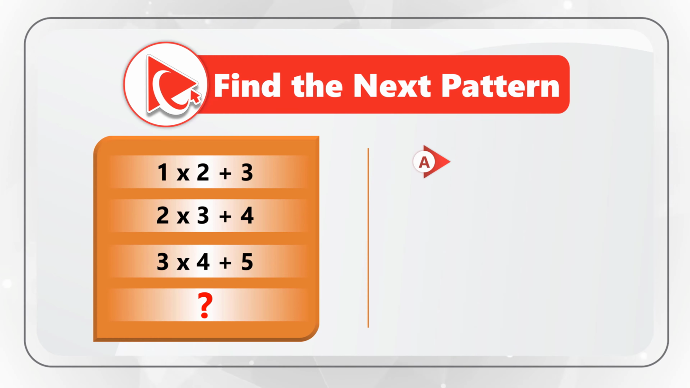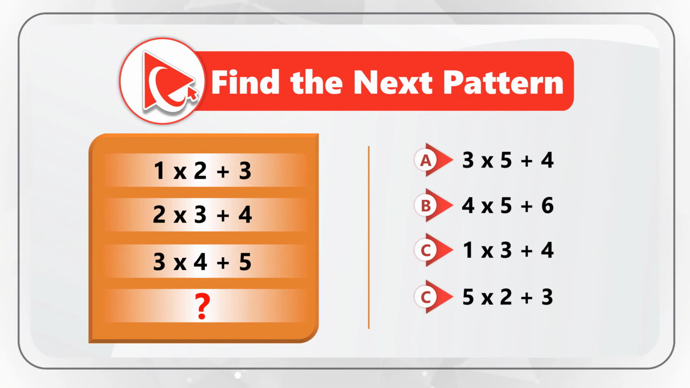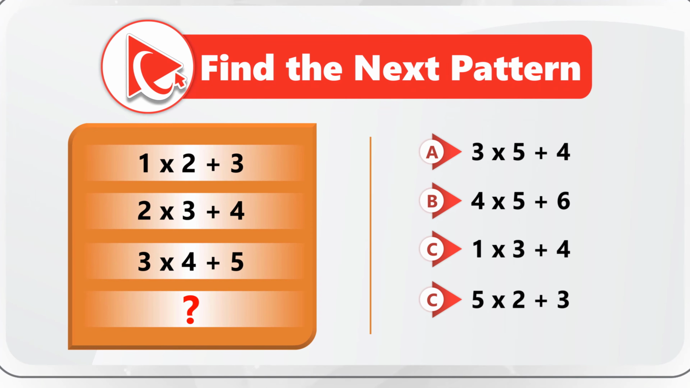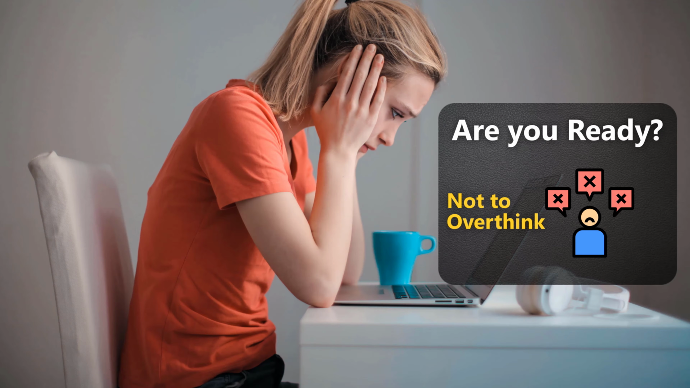Choice A, 3 by 5 plus 4. Choice B, 4 by 5 plus 6. Choice C, 1 by 3 plus 4. And last but not least, choice D, 5 multiplied by 2 plus 3. Take a close look to see if you can detect the pattern. Are you ready? The key is not to overthink this problem.